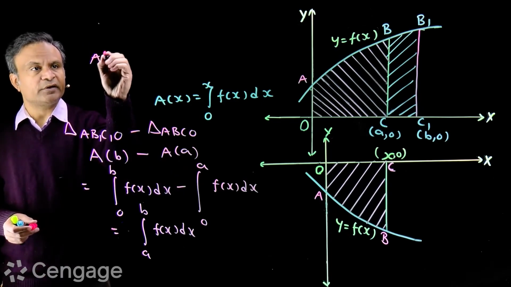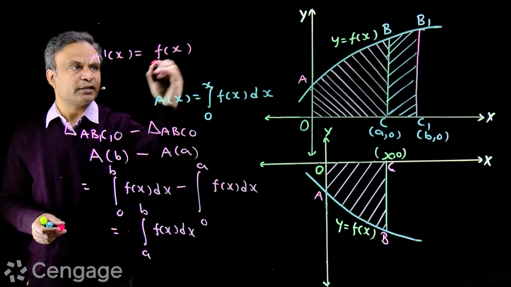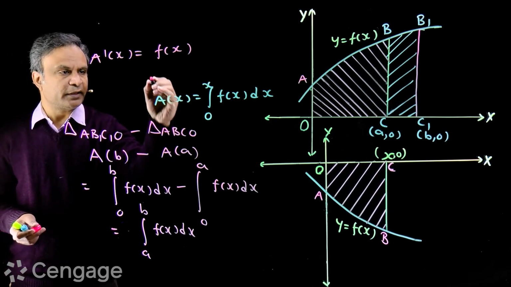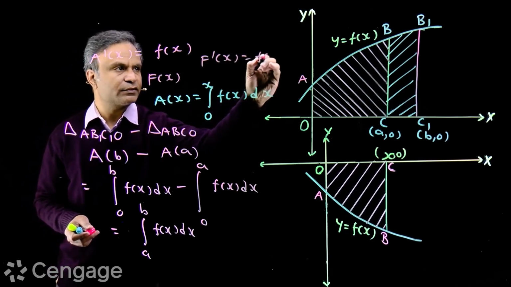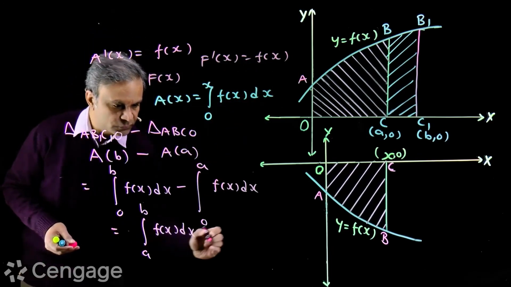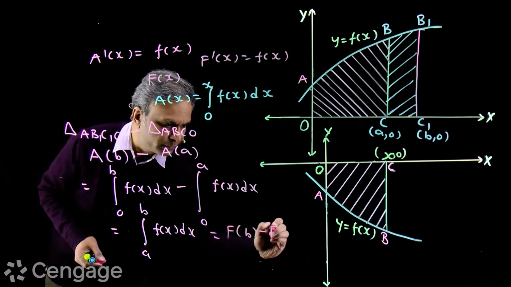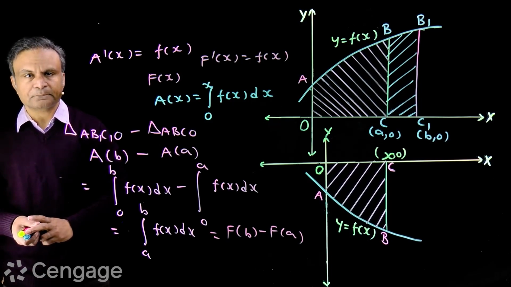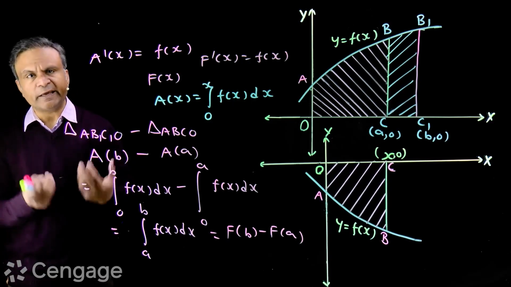Here derivative of function a is function f of x. Generally we write here F of x. Okay, we write F prime of x is equal to f of x. Okay, so we have this value is equal to F of b minus F of a. ठीक है, समझ में आ गया? So here we found the relation between area under curve and definite integration.